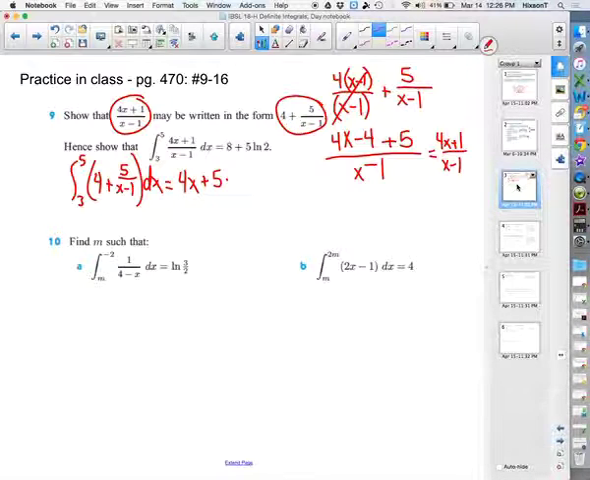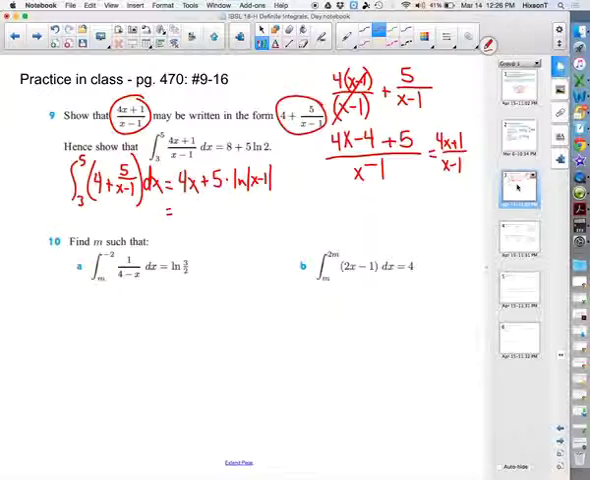Natural log of the absolute value of x minus 1, times 1 over the derivative of x minus 1, which is just 1, right? Okay, so that's it. Right? We're a little rusty after a week off. That's okay, that's why we're doing this.